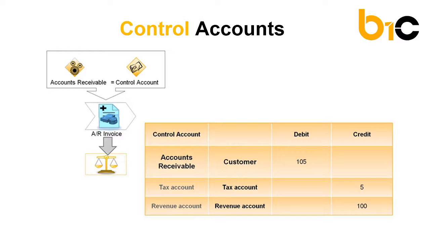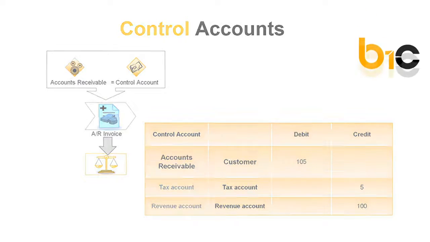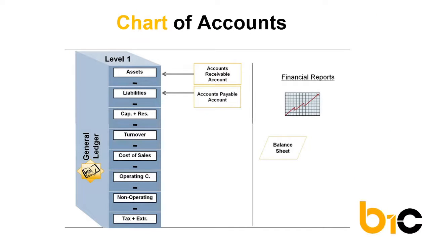You cannot post journal entries directly to a control account. In an AR invoice, for example, when the customer is debited, the accounts receivable account is also debited. The journal entry appears now in both account balances, the customer and the control account. Note that the business partner master data balances do not appear in the chart of accounts. Only the receivable and payable control accounts appear.